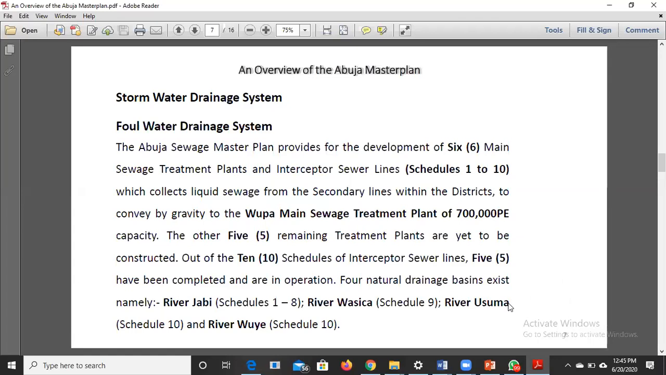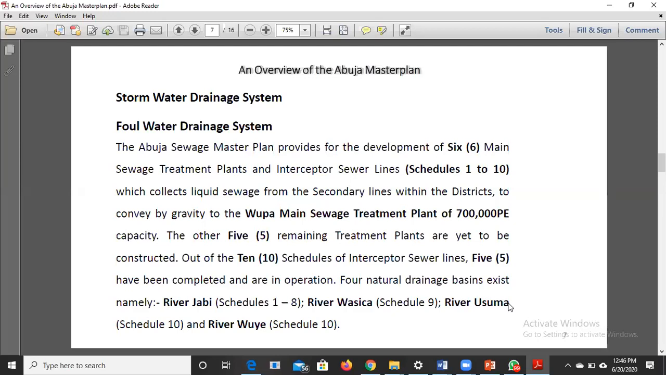The sewage interceptor lines were placed along the river valleys. Not all of them have been built. I think only about four have been built. The interceptor sewer lines are enough for now to serve the needs of the city with regard to the phases that we have developed.